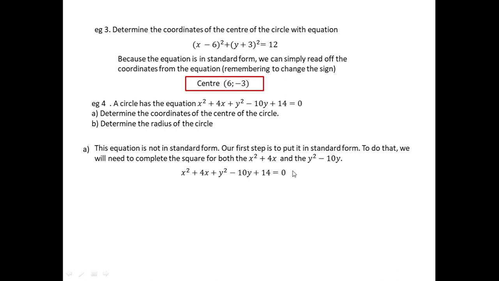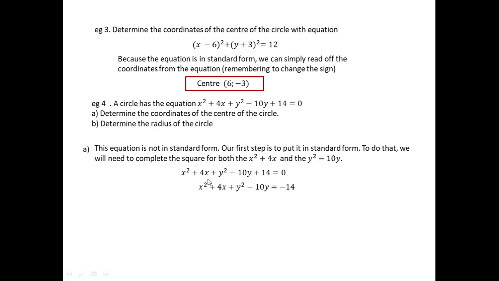So there's our equation as it stood. I'm going to do something now. What you'll see I've done is I've moved the 14 just to get it out of the way of the completing of the square. I've moved the 14 to the other side so it becomes negative 14.